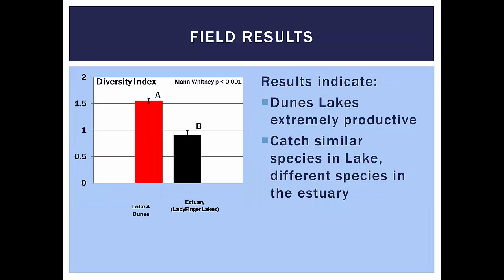And this is the last thing we looked at, which is the diversity index, which surprisingly the lake also had higher, and that was significant as well. So all these things indicate that the dunes lakes are really productive, and that you have a lot of similarity in the seines you pull in the dunes, but there's nothing really to expect in the estuary. And obviously we only did 35 seines, so that's a limited data collection.